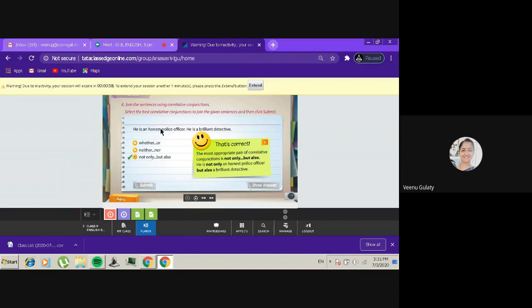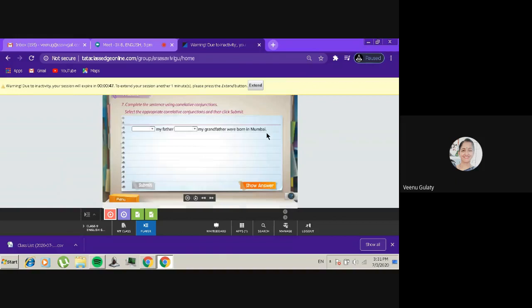Because here you are not, they basically are not showing the, it's coming over here. The next person, whoever is telling the answer, the option, will join it also and tell me. Complete the sentence using correlative conjunctions. Select the appropriate correlative conjunctions and then click submit. Without showing, can anyone tell me? Both and. Father were born in Mumbai. Correct. The most appropriate pair of correlative conjunctions is both and. Good.